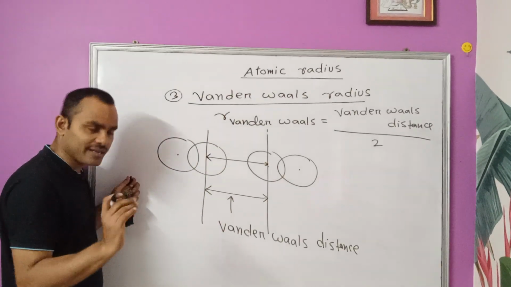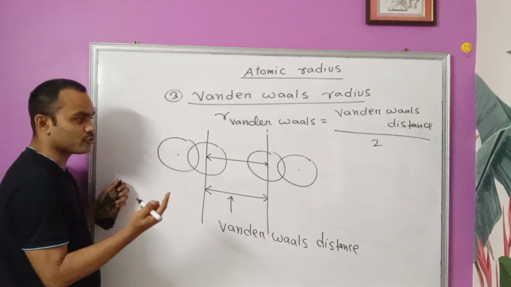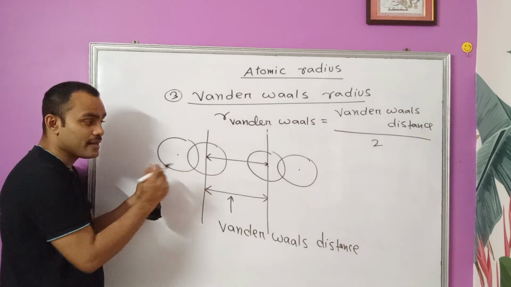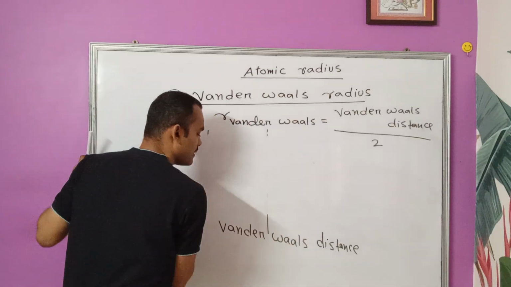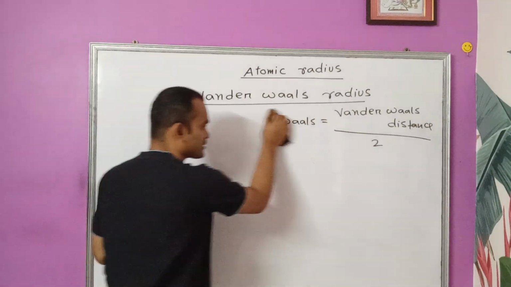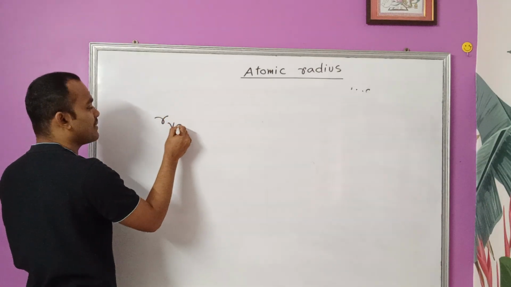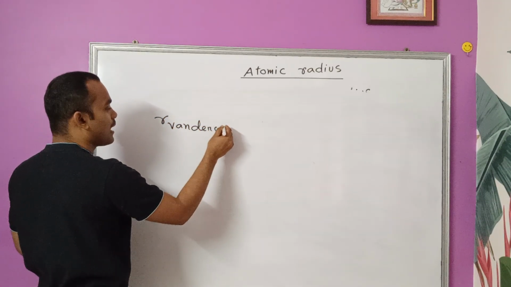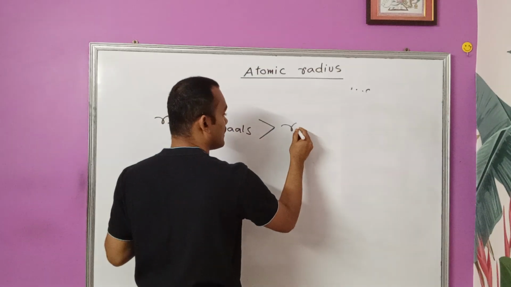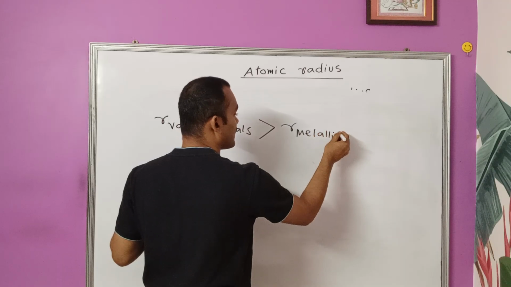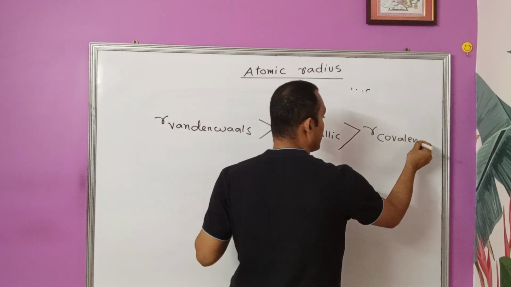Now if you compare the crystal radius, van der Waals radius and covalent radius, how do you arrange them? In case of the atomic radius, the crystal radius is from the nucleus to the outermost shell. At covalent, there is an overlapping part. So among these three, r van der Waals is the highest. After that, r metallic. And then r covalent, which is the least radius.